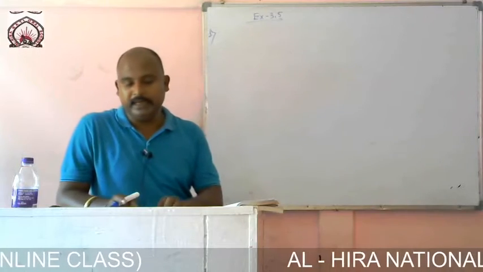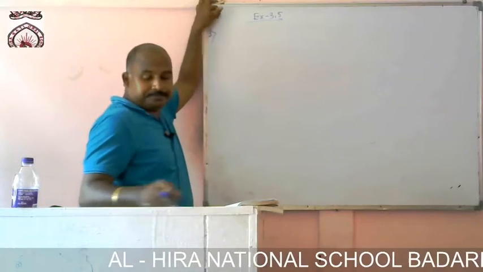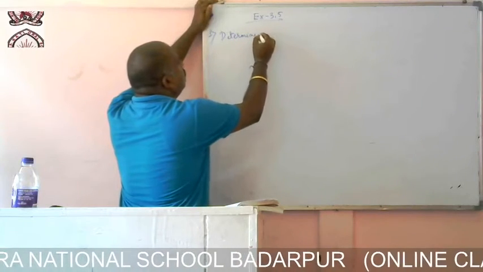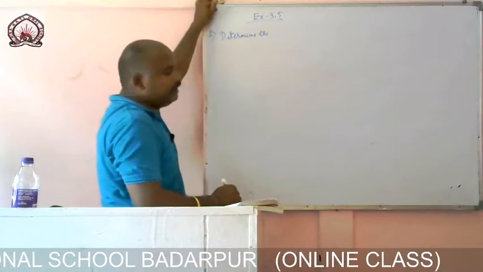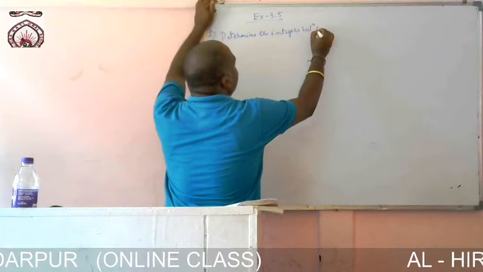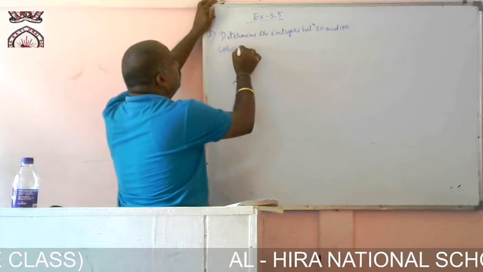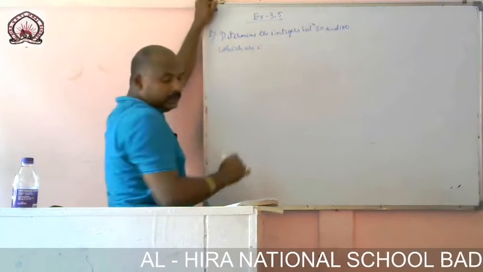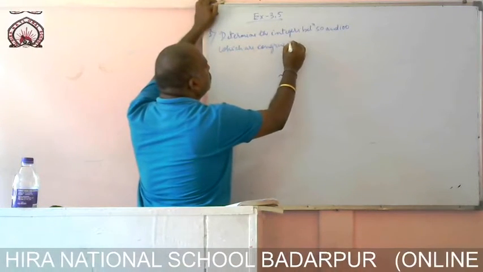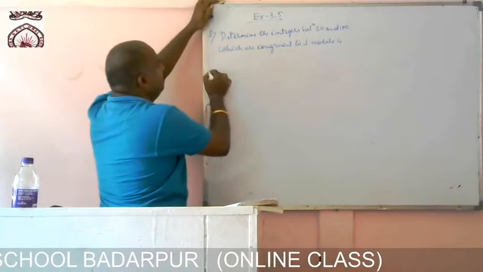Now let us consider n to be an integer. Now what is the question? Determine the integers between 50 and 100 which are congruent to 1 modulo 4. Okay. Now solution.